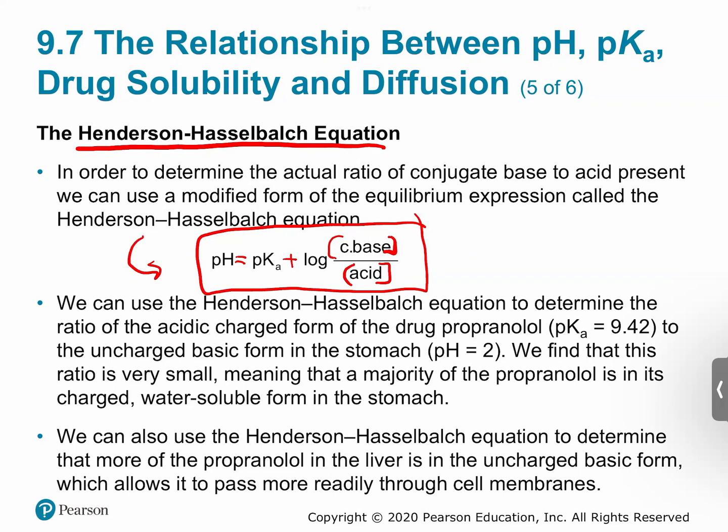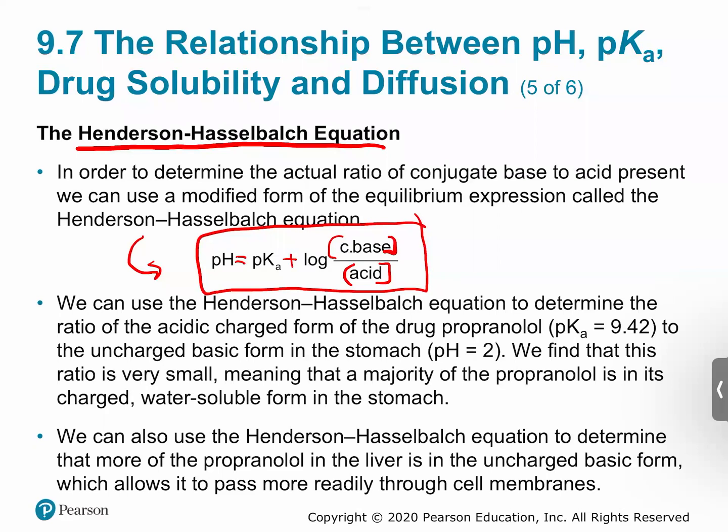And you can use that also to determine the ratio of the acidic charged form of that drug, propanol, to the uncharged basic form in the stomach. So it turns out that that ratio is going to be very small, actually. And so you'll see that a majority of the propanol is going to be in the charged water-soluble form in the stomach.